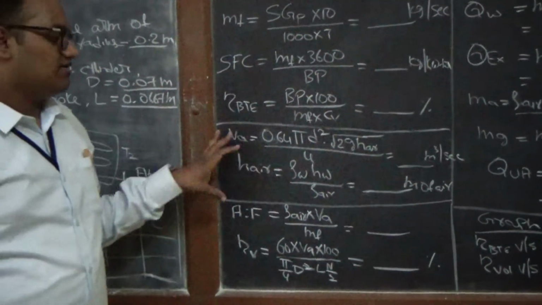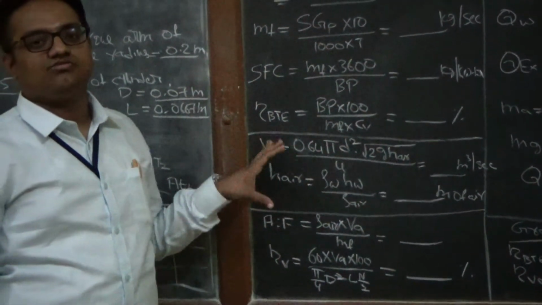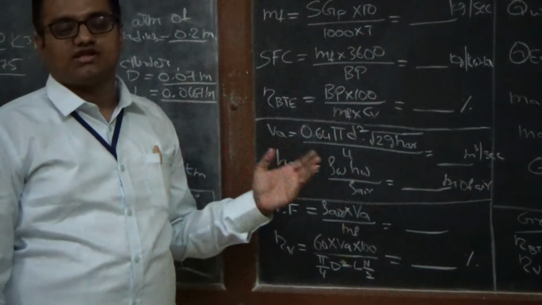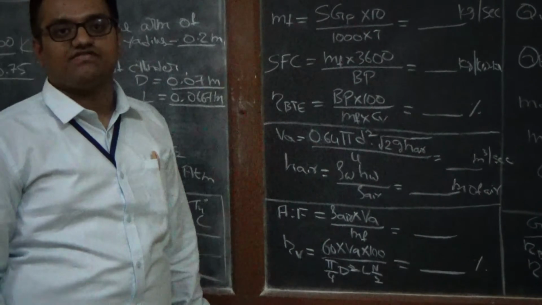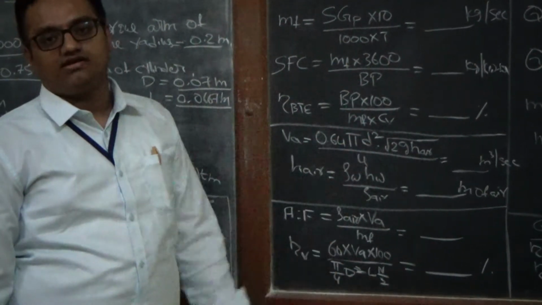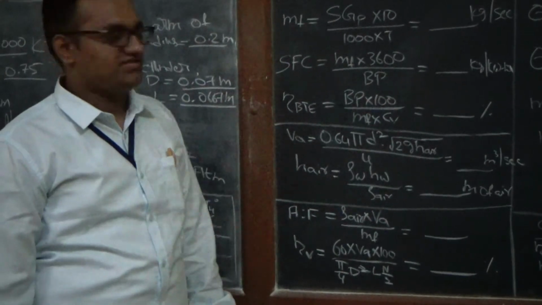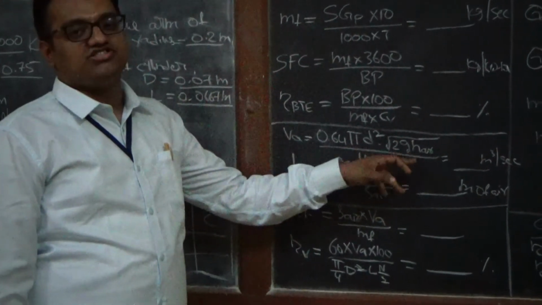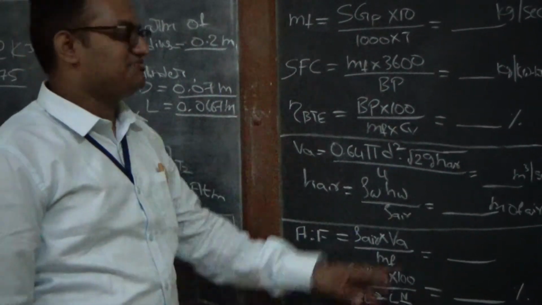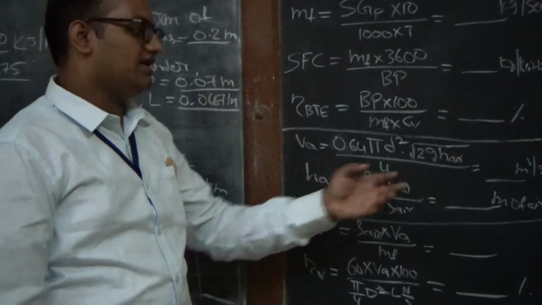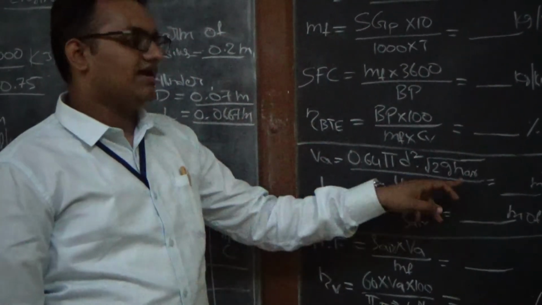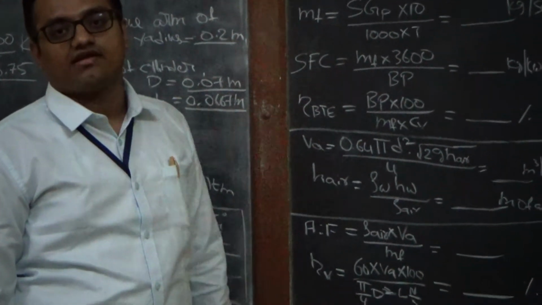Getting back to the volume of air consumed, we have 0.64, that's basically the Cd of an orifice meter, times pi d square, where d is nothing but the diameter of the orifice. We have root of 2 g into h in terms of air. They are expecting the head in terms of air for this particular formula. How do we get the head of air?